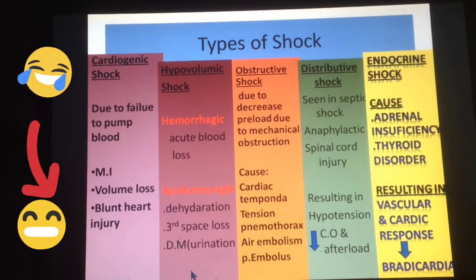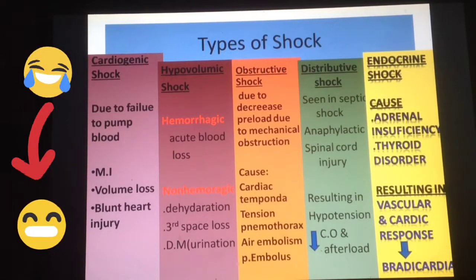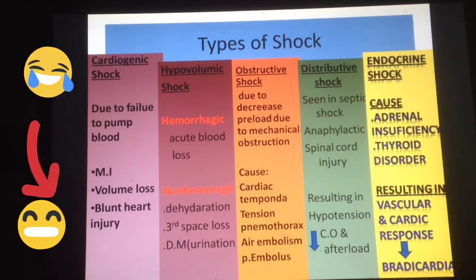Types of shock. There are 5 types of shock. The first one is cardiogenic shock. This is caused because of the failure of the heart's pumping ability. The heart's pumping ability can be affected by conditions like myocardial infarction, in which some of the cells of the heart die off because of their decreased blood supply.